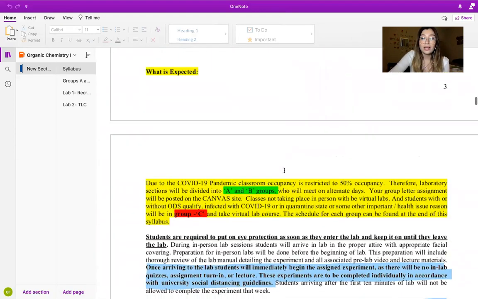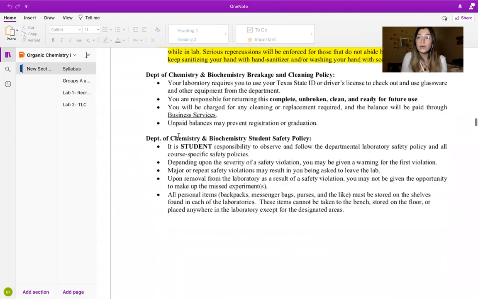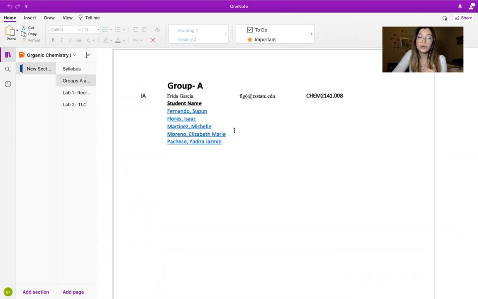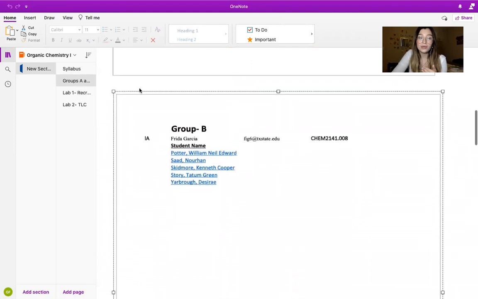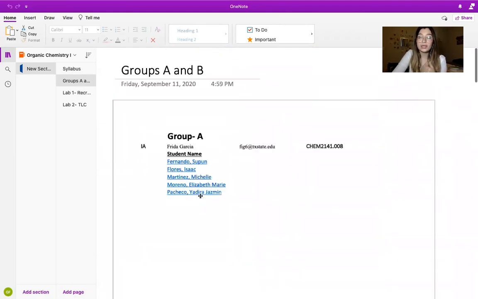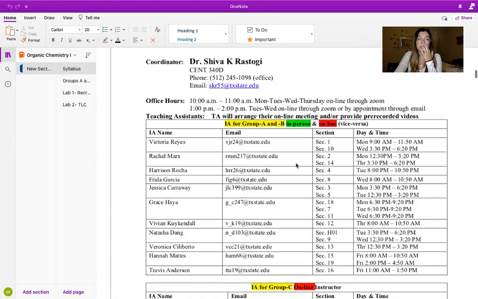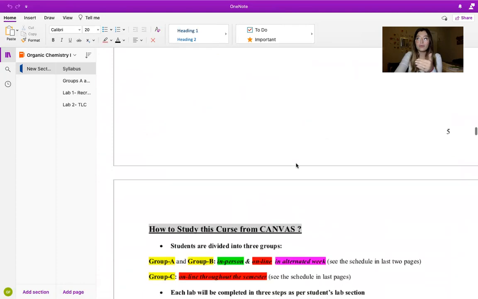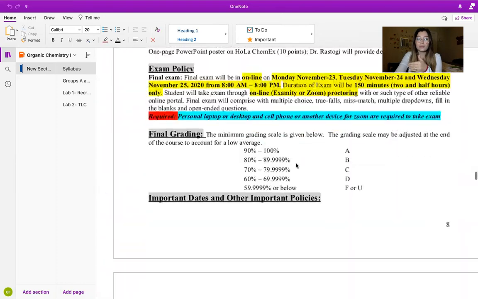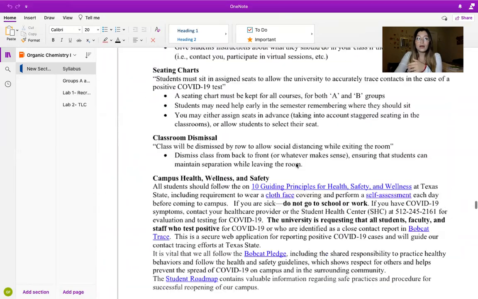Okay, let's start with showing you guys your groups A and B. So this is going to be your group A, and this is going to be group B. I'm pointing it out just in case you guys have not seen that yet on Canvas. Let me show you guys how everything is going to be split in case you guys are still confused about the schedule.